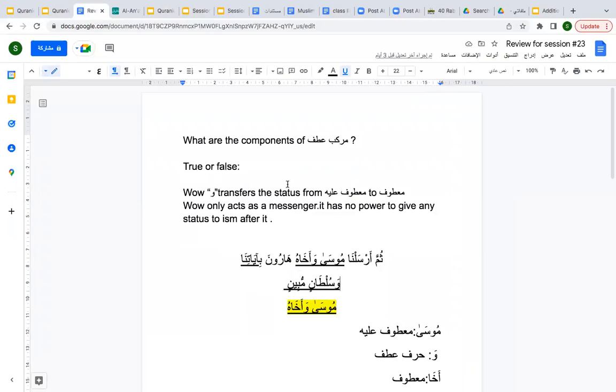Okay, so now, true or false, wow transfers the status from matuf alayhi to matuf, correct or no? Doing the job of transferring, right?